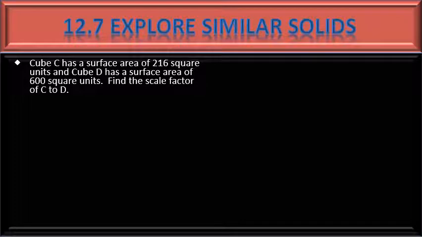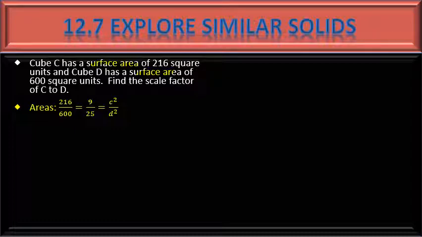Let's say cube C has a surface area of 216 square units, and cube D has a surface area of 600 square units. Find the scale factor of C to D. Well, because they told us surface area, we know our areas. So we can do C to D, C's on top. It's 216 to 600. That reduces to 9 to 25.